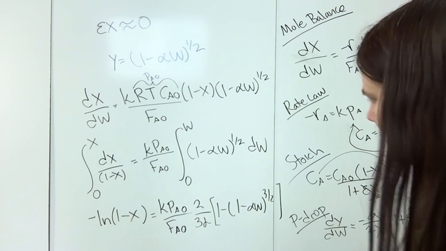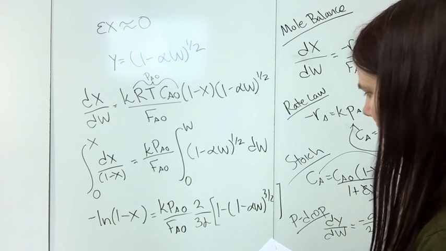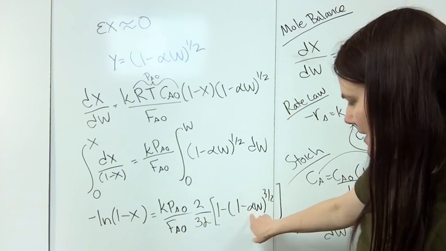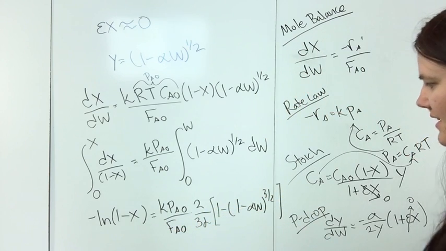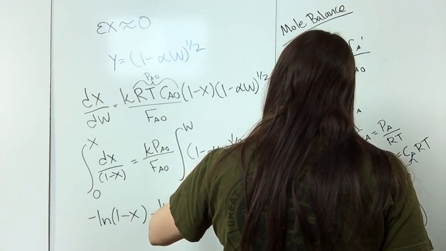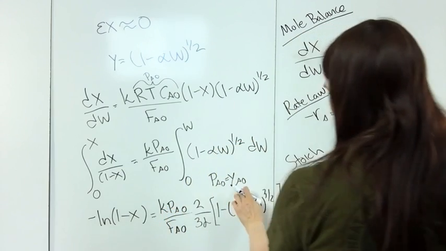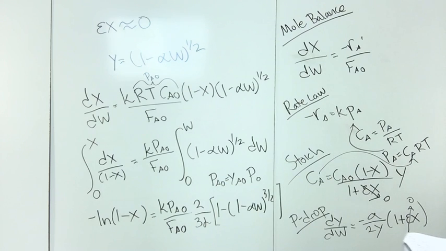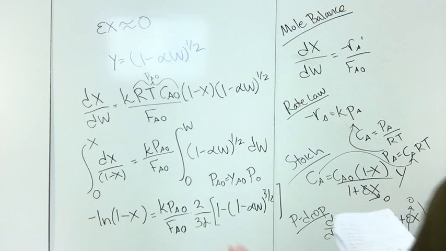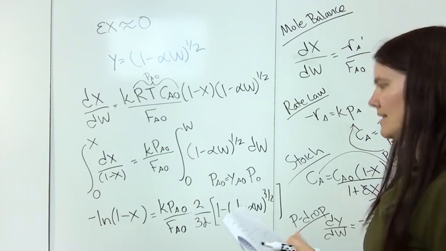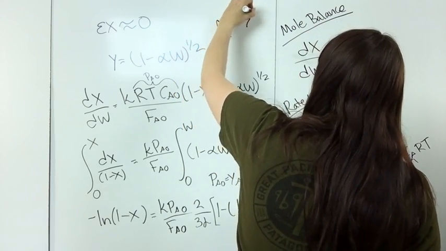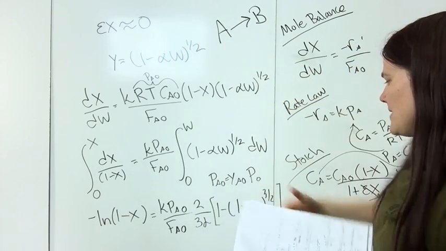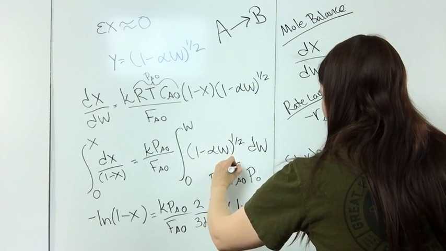I know FA naught because it was given, I know k because it was also given, and I know W and alpha, and I'm solving for X. The only thing I need is PA naught, which is YA naught, the mole fraction of A, times P naught. I can get the mole fraction from the problem statement. It says it's 50% inert, and I had A to B coming in, so if it's 50% inert, it has to be 50% A. So YA naught is 0.5.